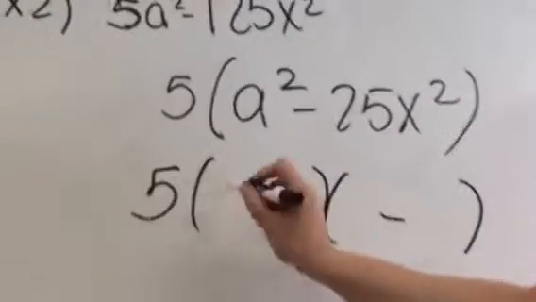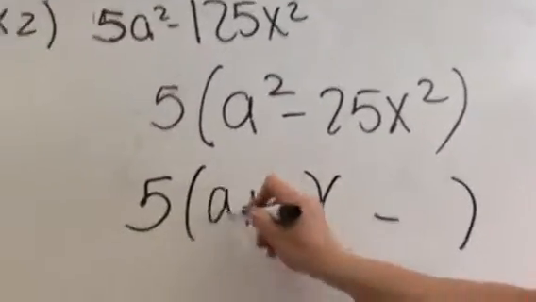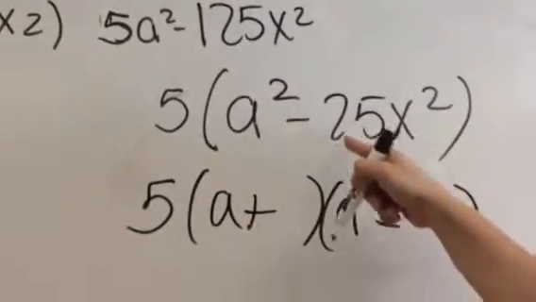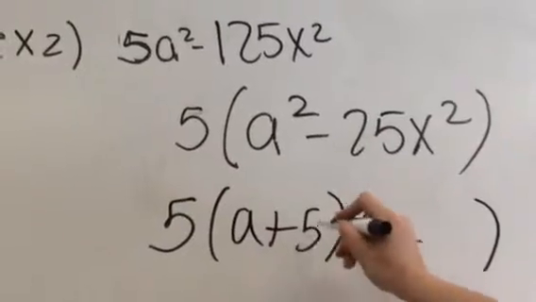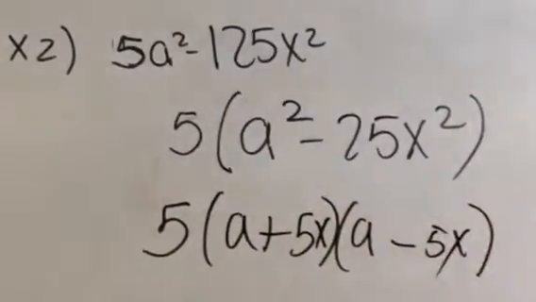So what's the square root of a squared? A. So a goes in the first spot. What's the square root of 25x squared? 5x. That's your answer.